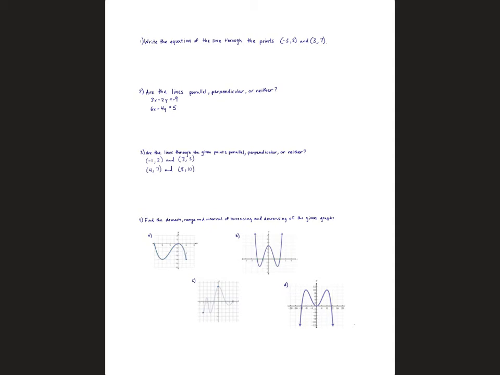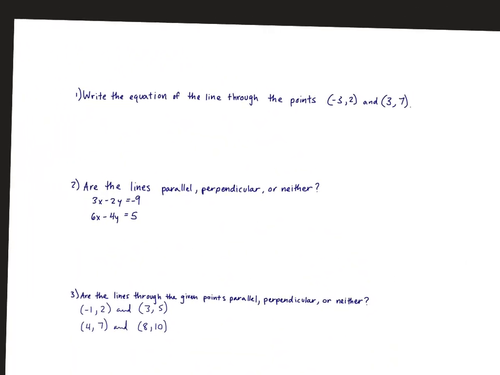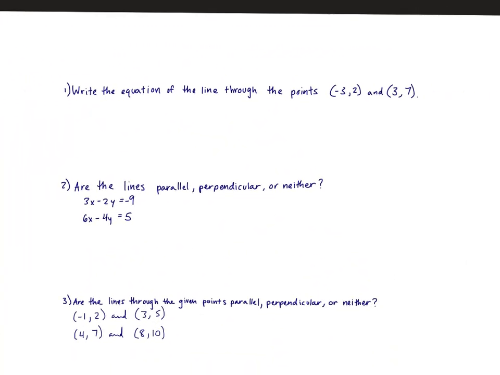Okay, this is our quiz review. It's going to be over 1.1, 1.2, 1.3, and 1.5, everything that we've done the last few days. This first question: write the equation of a line through the points. All right, every time you see "write the equation of the line," they mean in slope-intercept form.